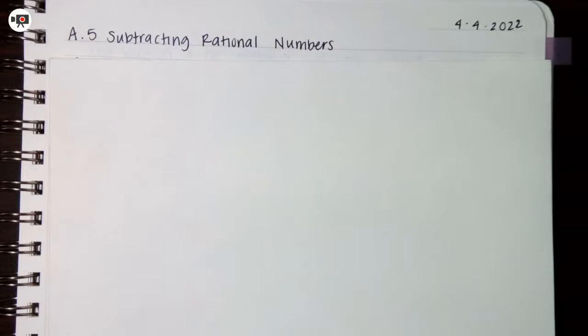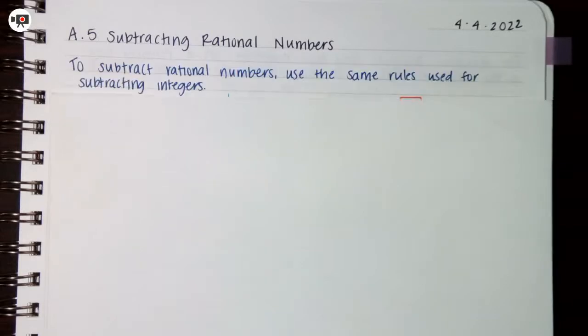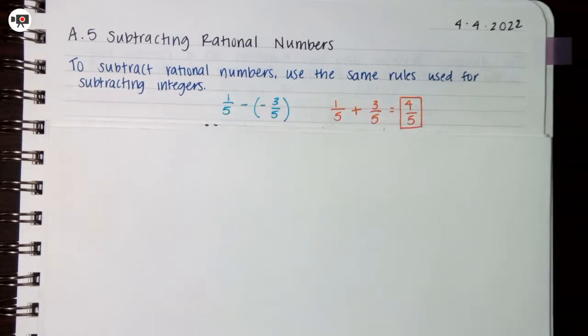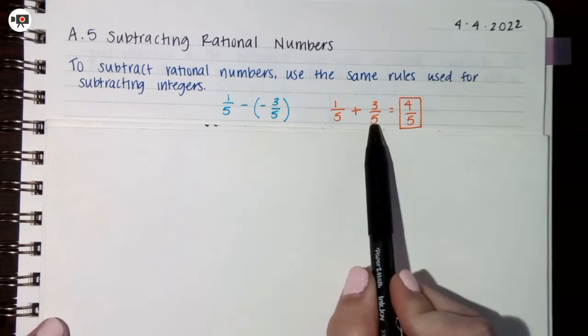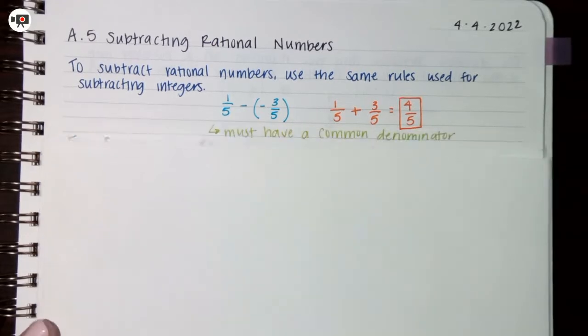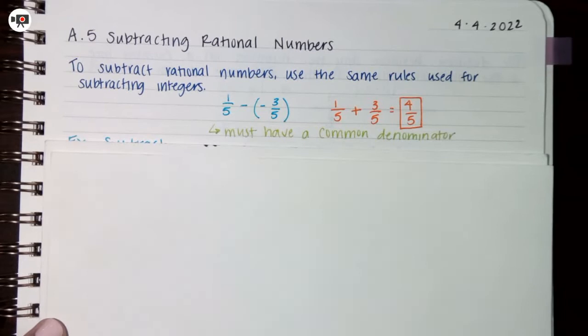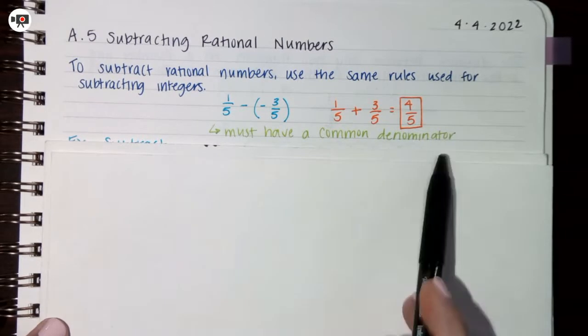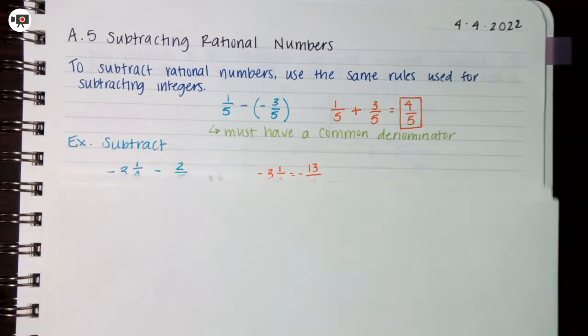This is 8.5, subtracting rational numbers. To subtract rational numbers, use the same rules we used for subtracting integers. So if I have 1/5 minus a negative 3/5, I'm going to add the opposite here, so I get 4/5. Remember, to add fractions, they must have a common denominator.